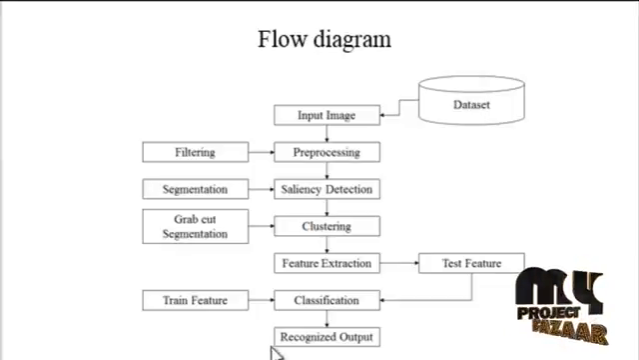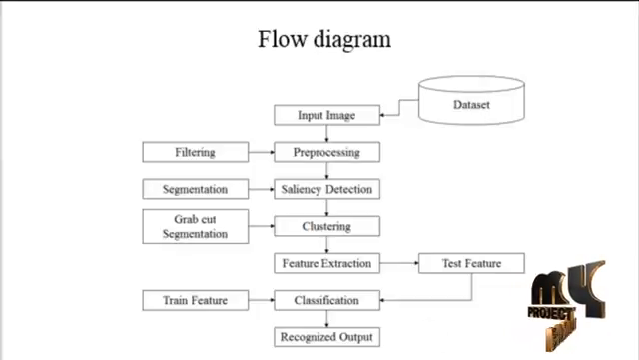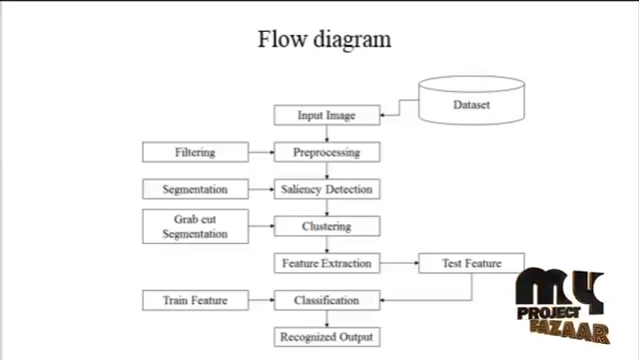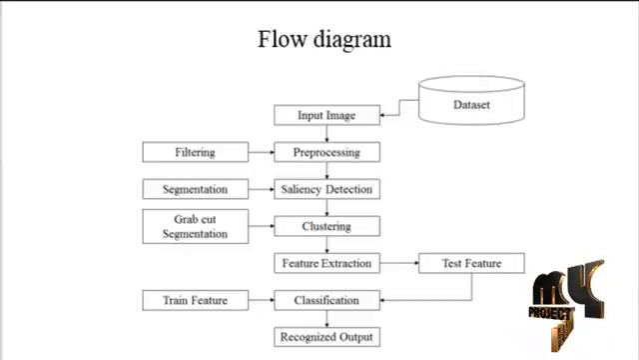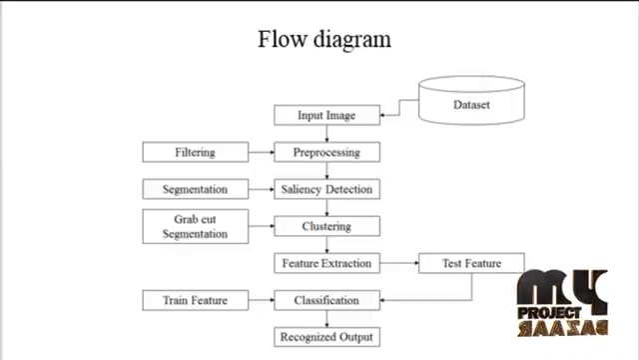Next is the classification. The computational cost for generating a hierarchical binary classification tree comes from two parts: determining the optimal binary classifier for all the nodes, and training the binary classifier for all the nodes. Then, using the test and train features, we recognize the output.